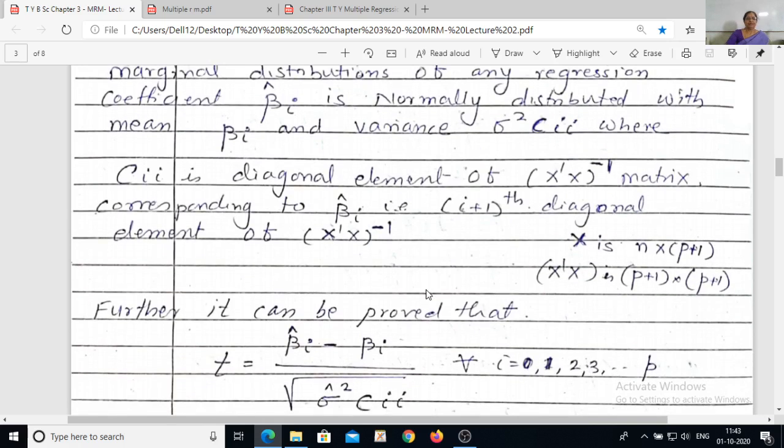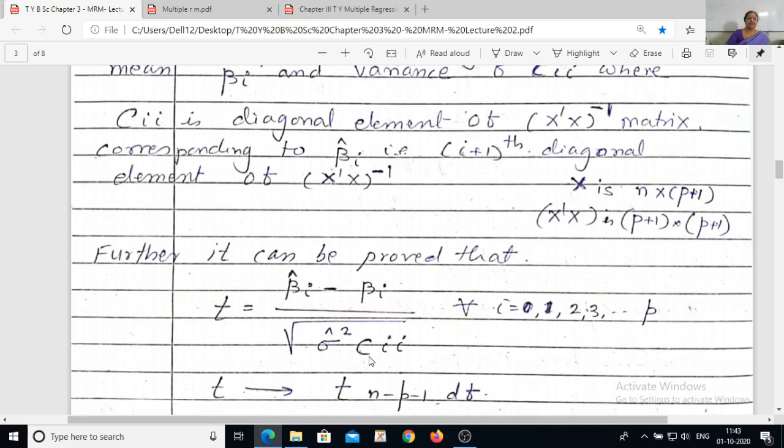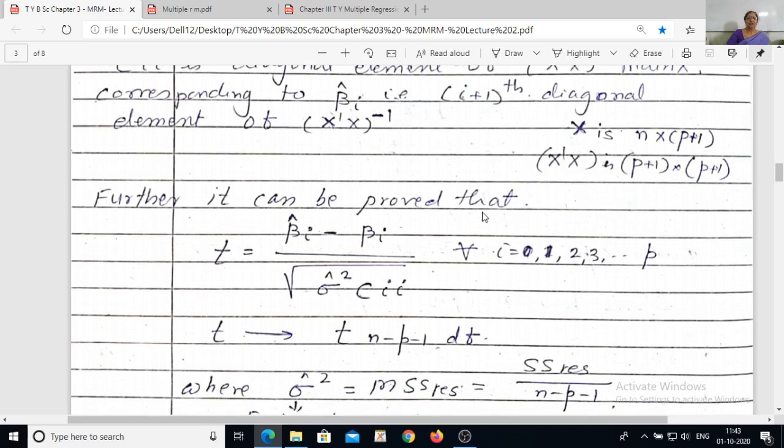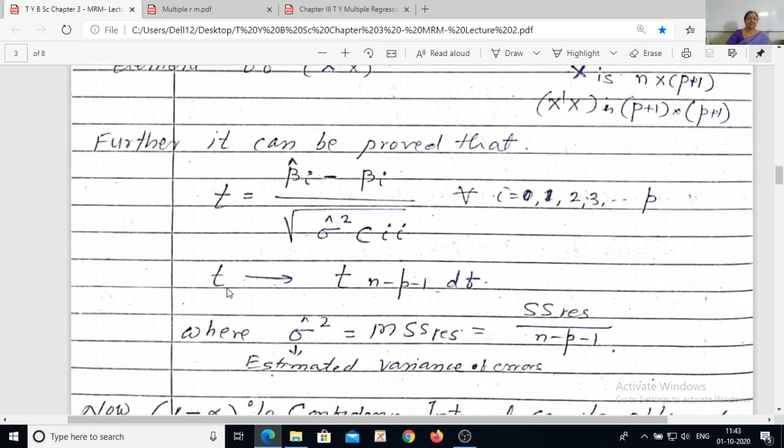Further, we can show that the distribution of beta i cap standardized is a t distribution. We can prove it like this. The denominator is the standard error of beta i cap, and this holds for i equal to 0, 1, 2, 3, 4 up to p. So here t follows a t distribution with n minus p minus 1 degrees of freedom. This can also be proved by inference.